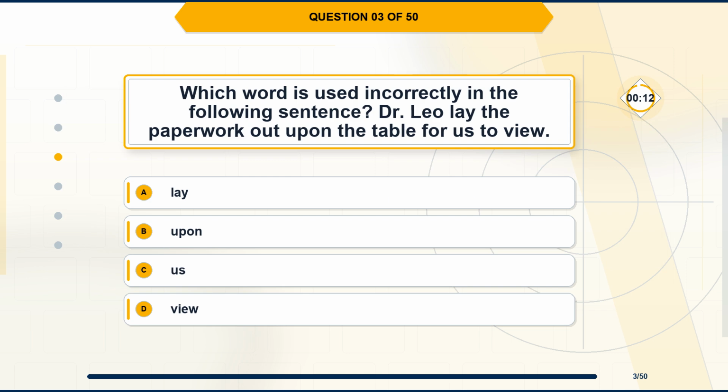Question 3. Which word is used incorrectly in the following sentence? Dr. Leo lay the paperwork out upon the table for us to view. Option A. Lay. Option B. Upon. Option C. Us. Option D. View.